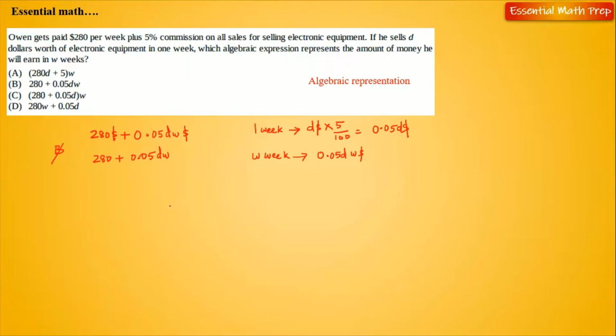So how do we resolve that? Well, you have your basic expression 280, and for 1 week, right, he makes 0.05 D dollars, right? Now this is for 1 week, right? How much will you make in W weeks? See, this little tweaking here makes a lot of difference. So W times 280 plus 0.05 D.